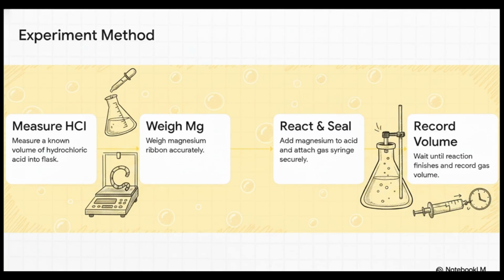Now, here is the chronological step-by-step of what you'll actually do. First, you'll measure a known volume of your acid into a conical flask. Second, you accurately weigh your magnesium ribbon on a balance. Third, and I call this the high-stress moment, you add the magnesium to the acid and you attach your gas syringe immediately. Finally, you just wait for the reaction to completely finish, and you record the final volume of gas produced.